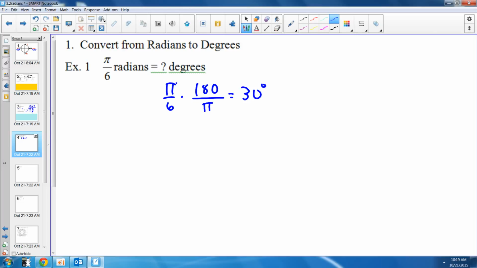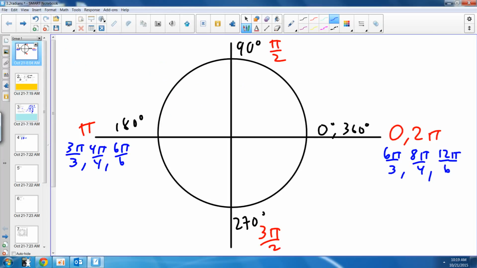Your pi's would cancel. 6 goes into 180 30 times, so 30 degrees is actually pi over 6. These are special angles, and you're going to be dealing with these over and over and over as you go through. So I'm going to go back to that unit circle, and I'm going to draw in these common angles that I'm finding. This 30 degrees now is actually pi over 6.